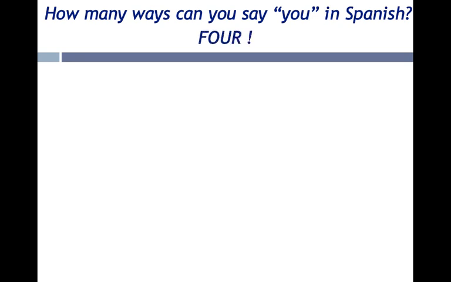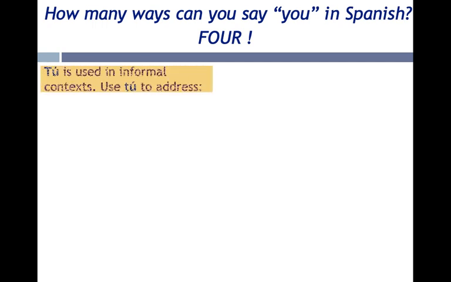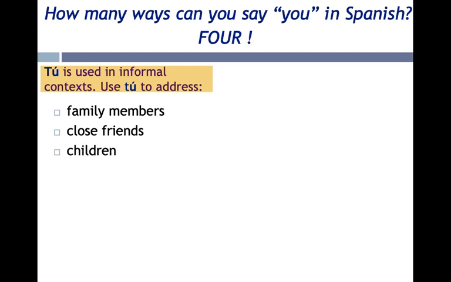There are 4. Let's take a look. Tú is one way to say you, and it is singular, and it's used in informal contexts. So for example, if you're talking to a family member and you say to your sister, you need to help me out, you would use tú. Close friends, you use tú. Talk to children with tú. Talk to pets with tú.